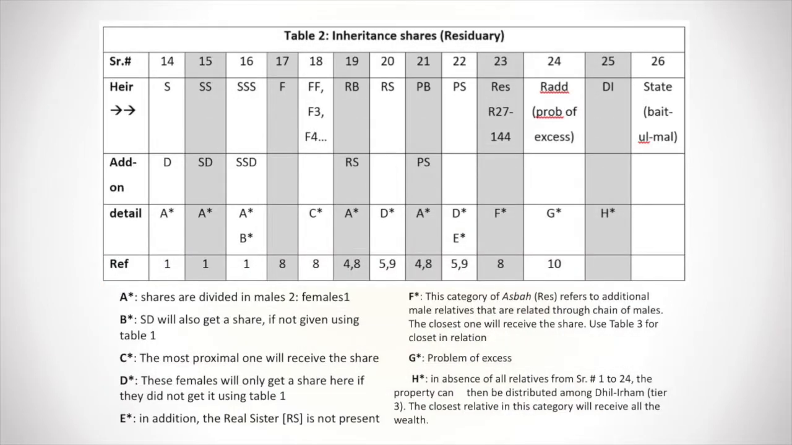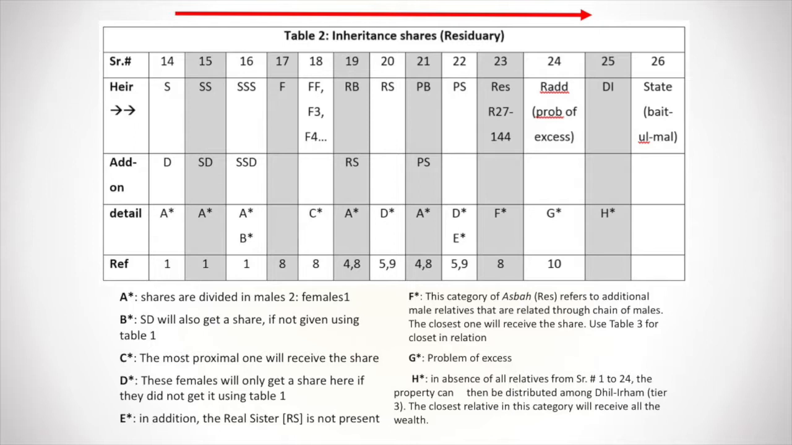Table 2 includes the second tier, which is the asba and the residuary category, with the last two columns on this table, column number 25 and 26, referring to the tier 3, which is Zawil Arham, and the state or Baitul Mal. The asba relatives, the residuary, are those who do not have a fixed prescribed share. They do have a share in certain conditions, but the share is not fixed. It varies based on how other relatives are present or not.